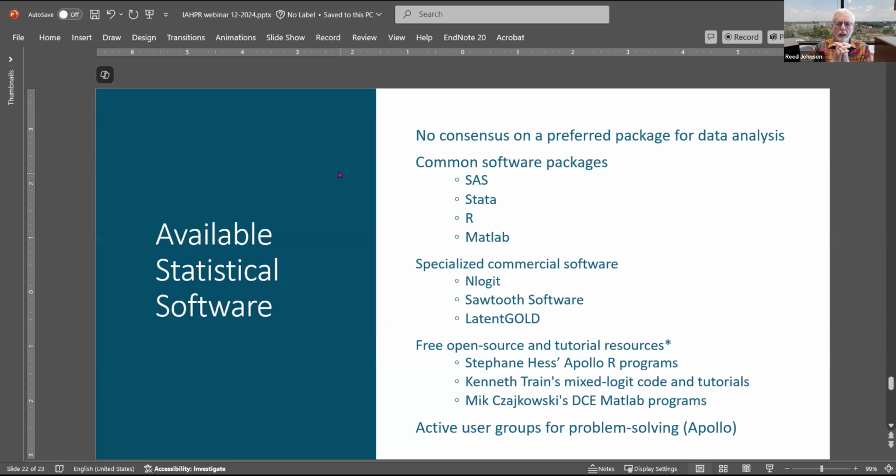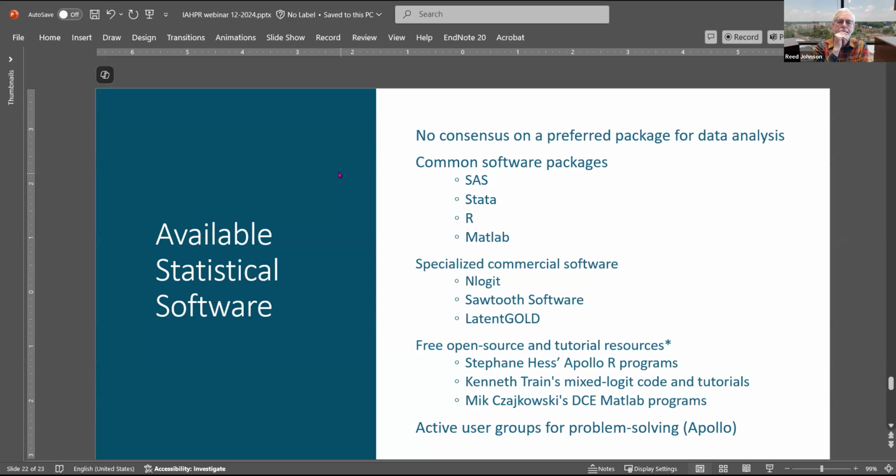Then in our group, we use Latent GOLD very heavily. Latent GOLD also is a software package that was originally developed for market research, but it is very, very sophisticated for doing latent class analysis. You can do conditional logit and mixed logit by just running a single class latent class model in Latent GOLD.